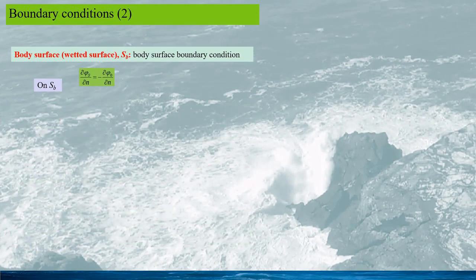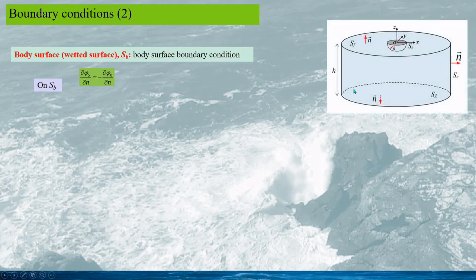For the potentials of the scattered and the radiated wave, these potentials are also subject to the body conditions and the far field condition. On the body surface SB, the boundary condition for the scattered wave is given by this, or simply as this. This means there is a no penetration condition for the scattered wave and the incoming wave.